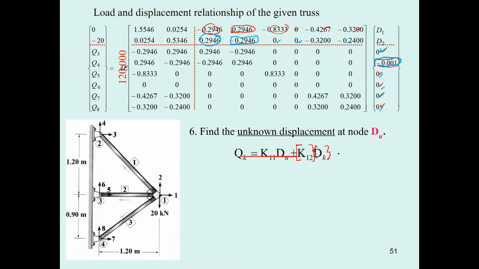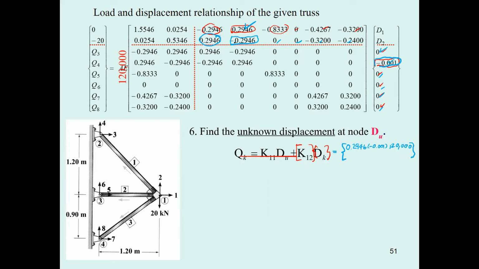0. Okay, so this one in short is going to be this number times this one. So I put this one to be 0.2946 times minus 0.001 and times AE times 120,000. That is going to be the first set.